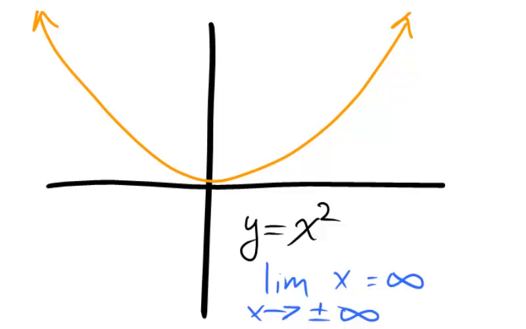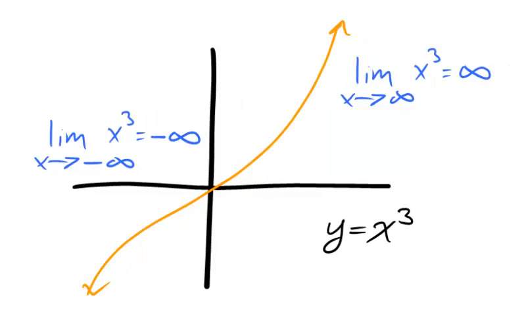Other functions have infinite limits at infinity, like polynomials. The limit as x approaches either positive or negative infinity for x squared is positive infinity, while the limit as x approaches infinity for x cubed is infinity, and the limit as x approaches negative infinity for x cubed is negative infinity.